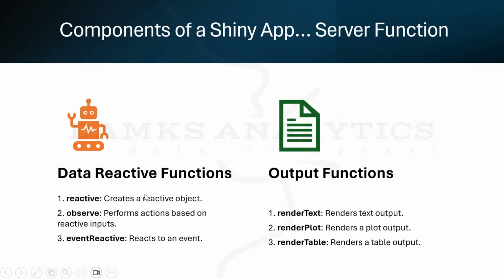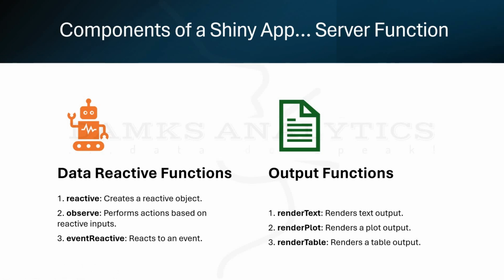Now for the server function part of it, we have the data reactive functions, then the output functions. The reactive creates a reactive object. The observe performs actions based on reactive input. Then eventReactive reacts to an event. As for the output functions, we have renderText, which renders text output for you. Then renderPlot renders a plot output, and renderTable renders a table output.